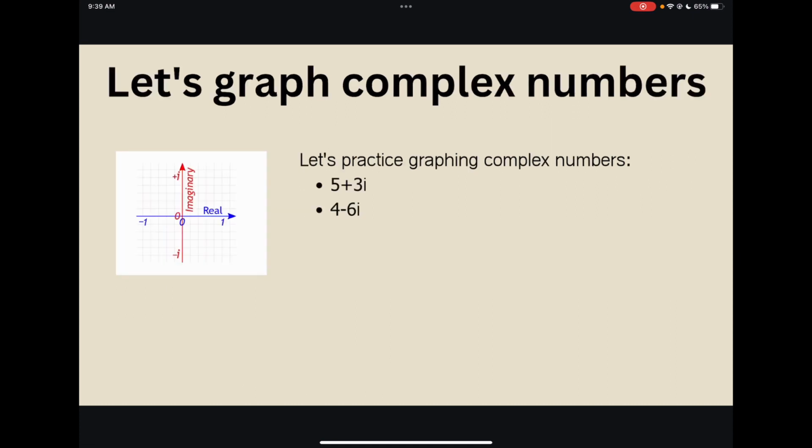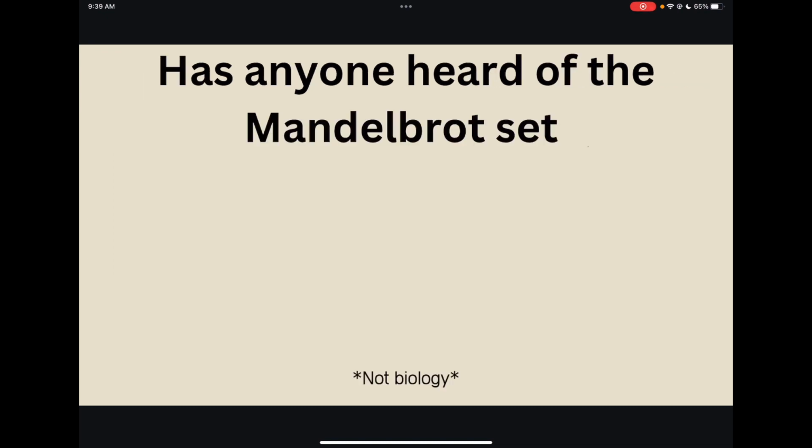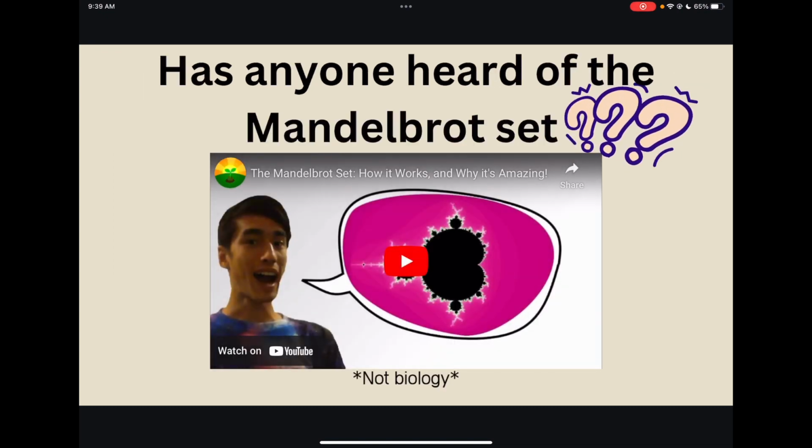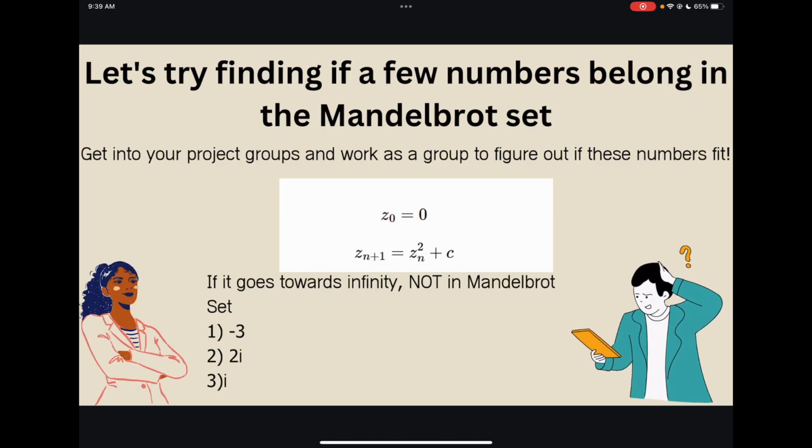We practiced it by graphing it on the x and y axis. Okay, we learned about the Mandelbrot set, and you can learn a bit more about it by rewatching this video. Now we practiced trying to find out if a few numbers belong in the Mandelbrot set, and we know that a number belongs in the Mandelbrot set if it is recursive or repeats itself, and if it goes towards infinity, it's not in the Mandelbrot set.